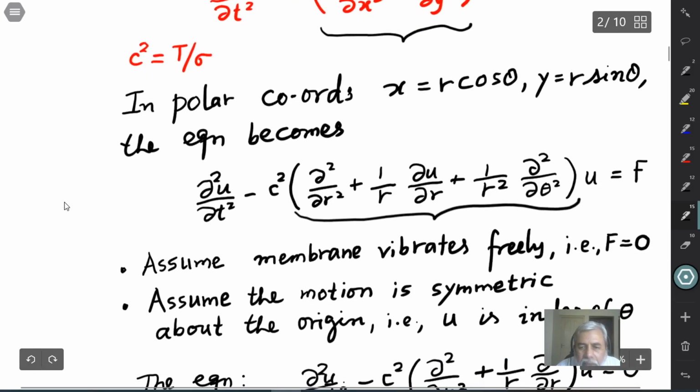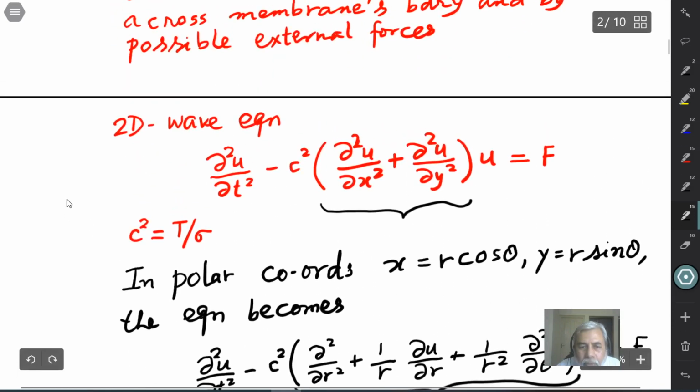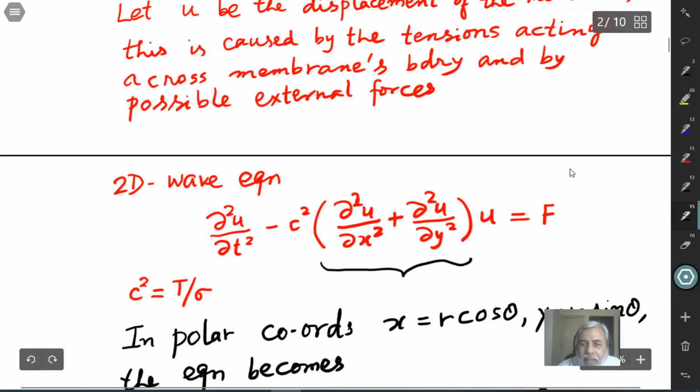So we make some more assumptions. Here capital F denotes external forces, if any.